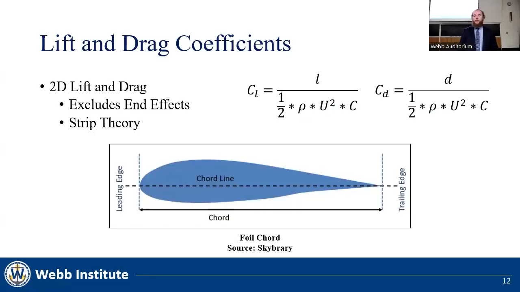Lift and drag coefficients allow for the application of wind tunnel testing to full-scale items. These coefficients can be 2 or 3-dimensional. 2D coefficients exclude end effects and wingtip losses and are applicable to strip theory. The above formula consists of the lift or drag forces in the numerator, while in the denominator, rho represents the fluid density, u represents the free stream velocity, and c represents the model chord. These 2D coefficients are in terms of lift or drag per unit span.